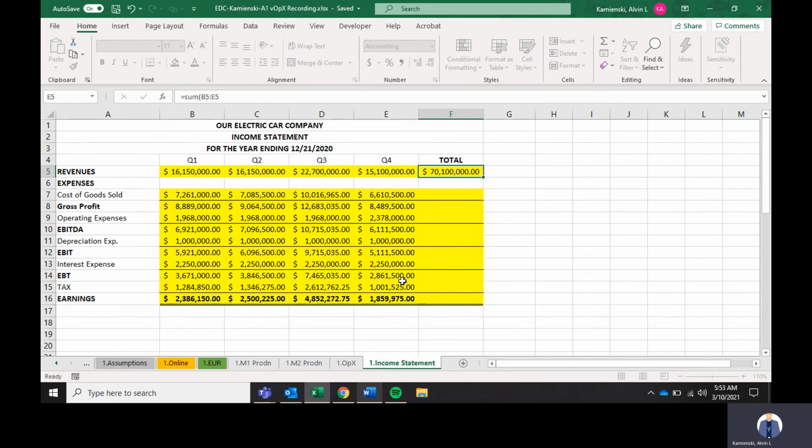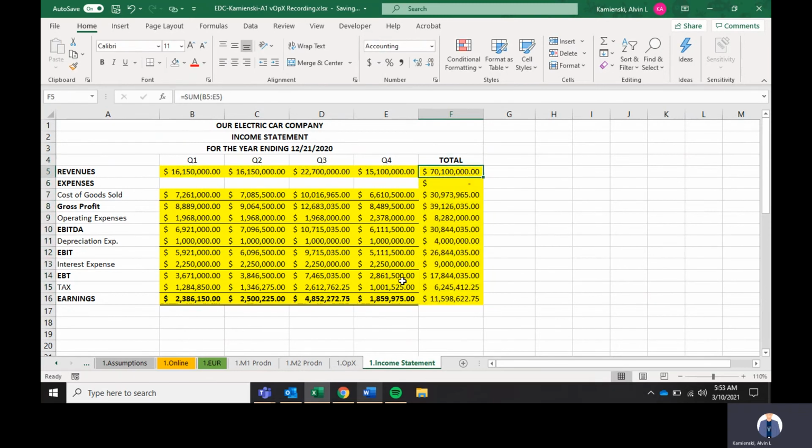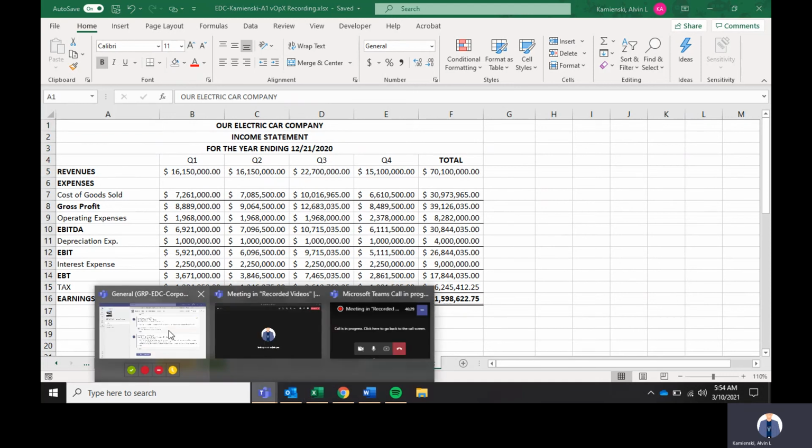Let's sum these things up until we get ourselves into this final annual total. Delete that, make these look just like this. Take off all my yellows, save it, and cross my fingers. I'm looking for $11.598 million as my answer to this first exercise.